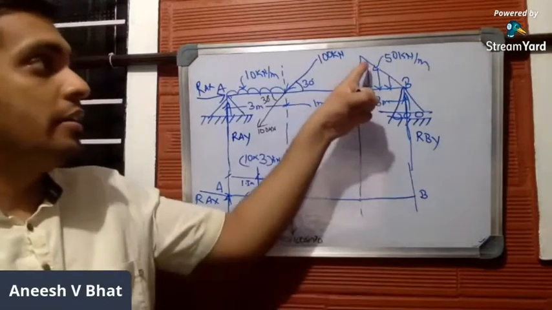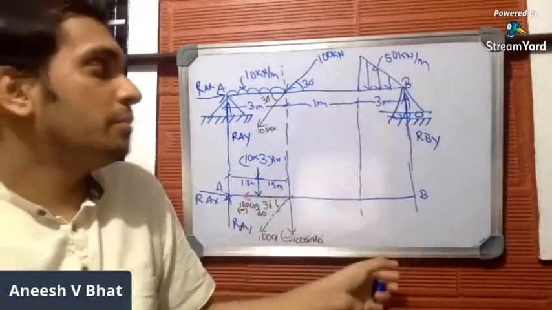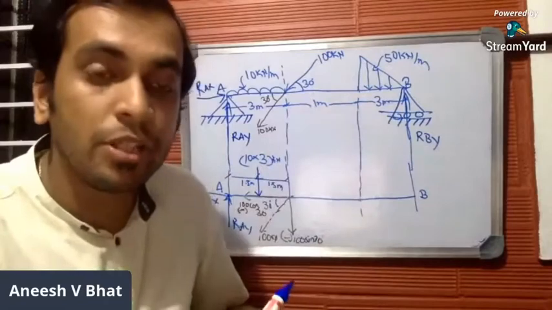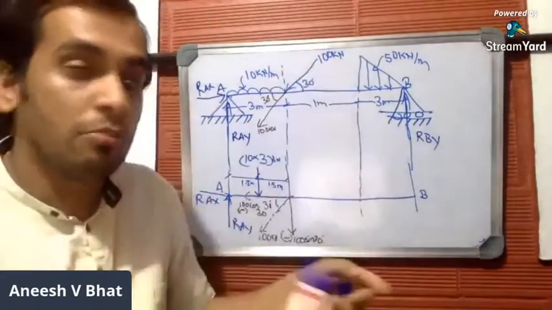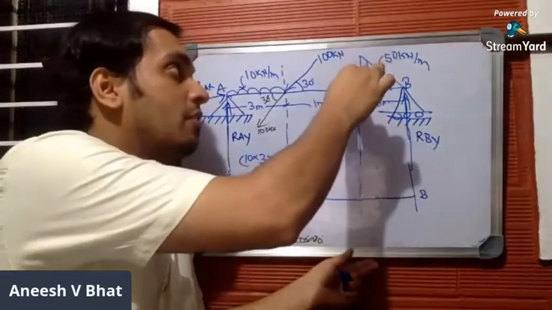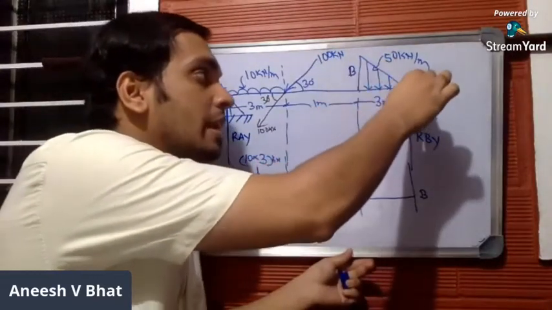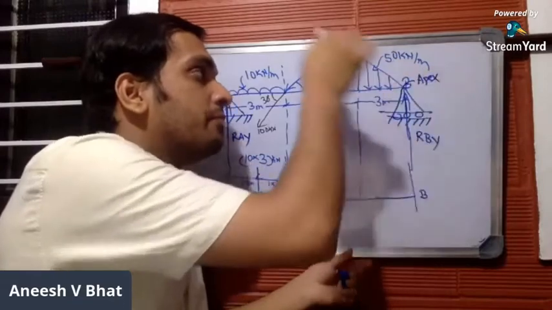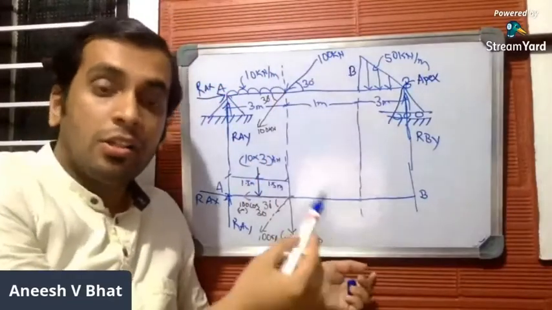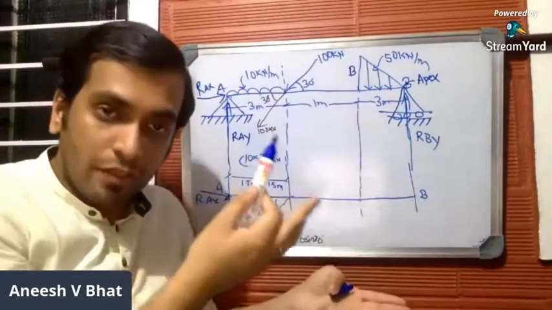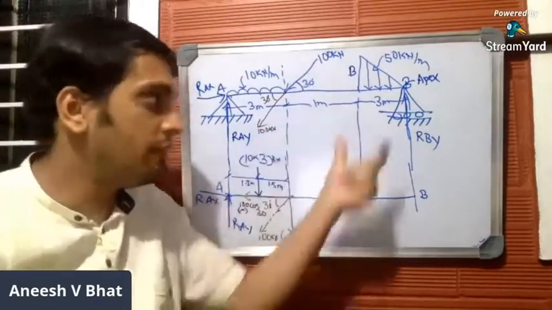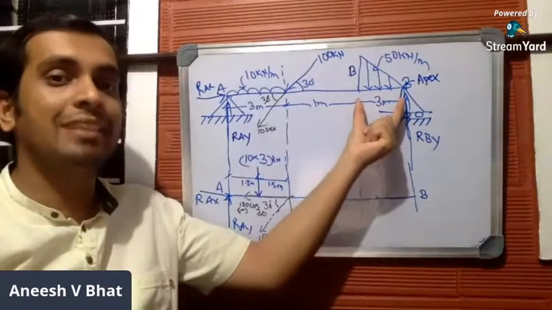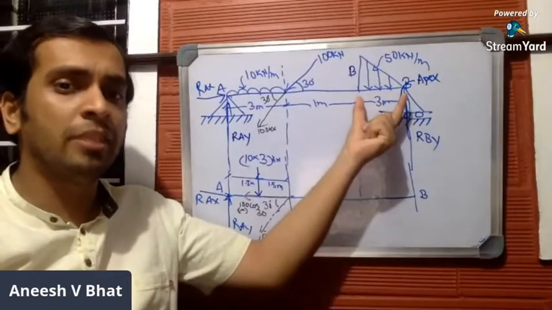Of rate of distribution 50 kilonewton per meter, and you have to convert the uniformly varying load into its point load. So this is in a triangular form. This will be the base and this will be the apex. The point load you convert from a UVL will always act at a distance of 1/3 of this span from the base and 2/3 of this span from the apex.